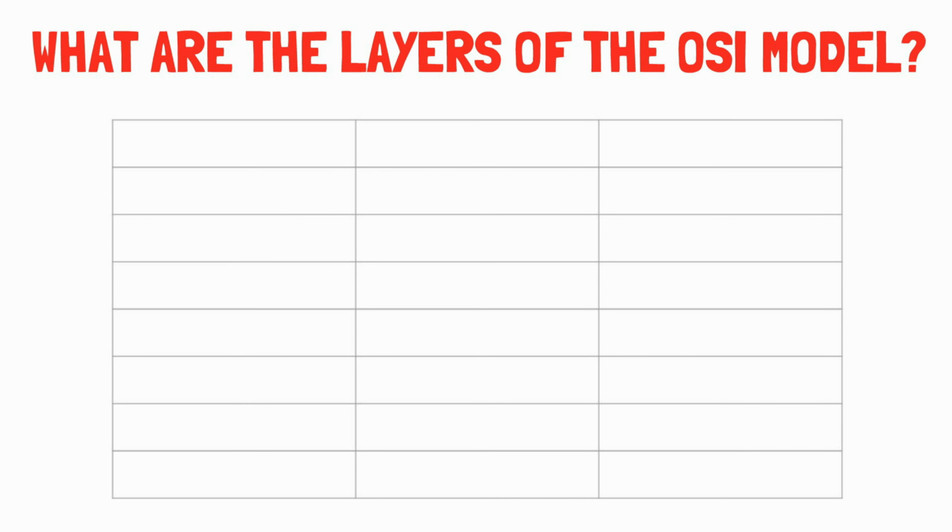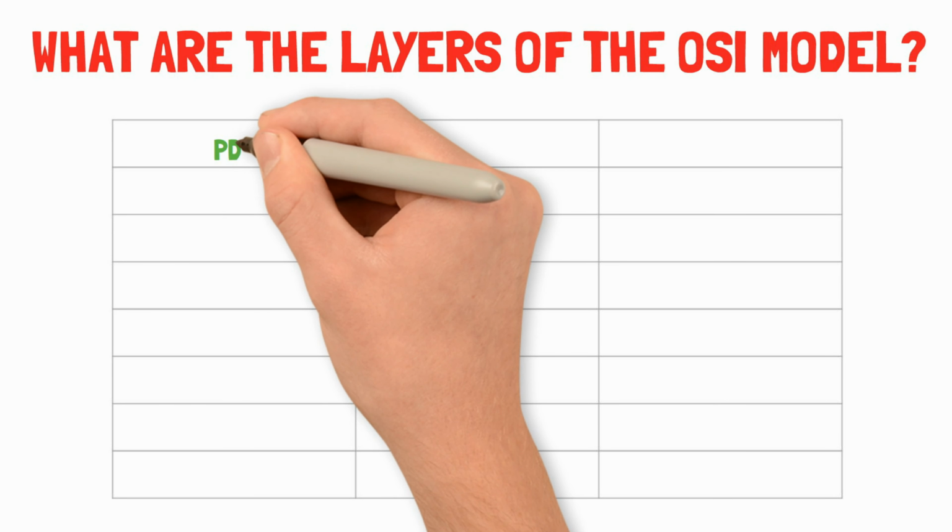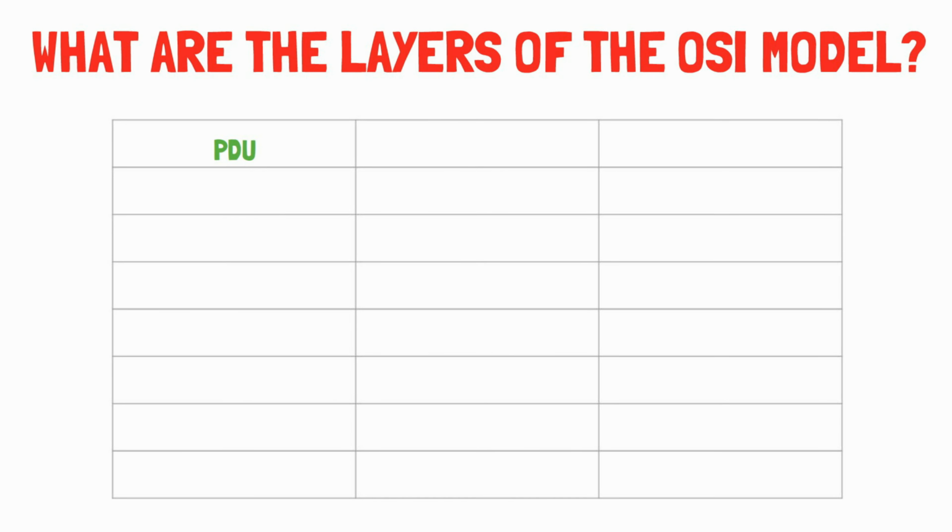As you can see here, I've got a chart with 3 different columns. The first is going to be PDU, which stands for Protocol Data Unit. Now think of this as the type of information that's being sent over the network, whether that be a packet, a frame, a segment, so on and so forth.